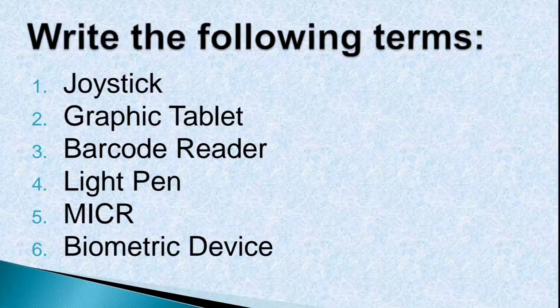So here these points are cleared, right? Now coming to the end of the session, you have to write the following terms: joystick, graphic tablet, barcode reader, light pen, MICR and biometric device. I hope you understood today's session. In today's session, we have learned about input devices. Now in the next session, we will learn about output devices, which will also be interesting.